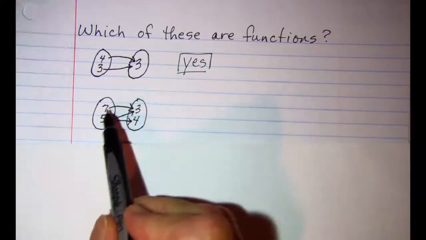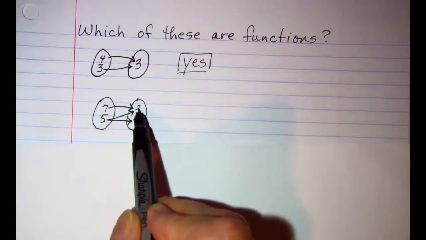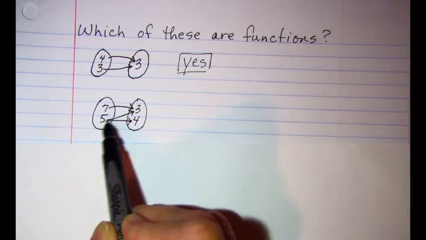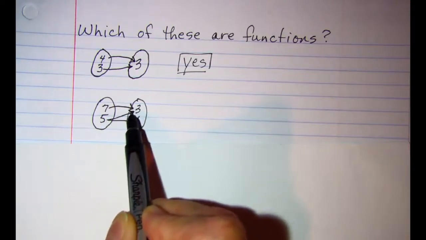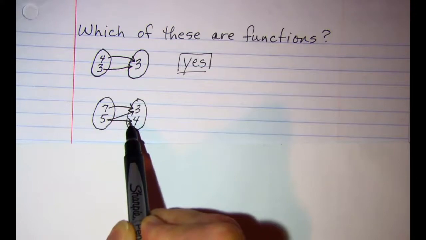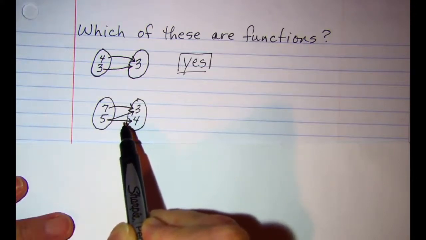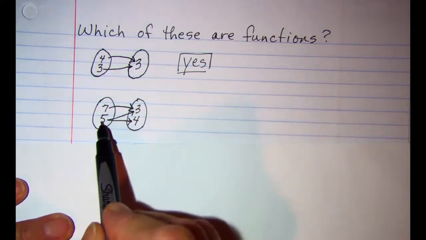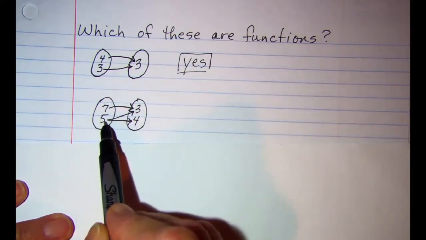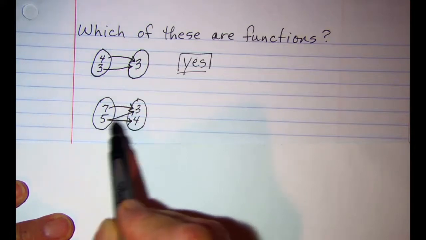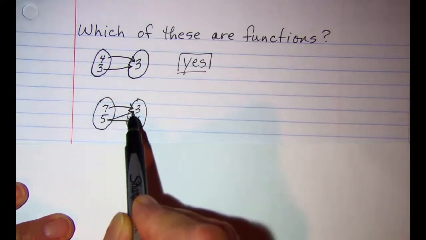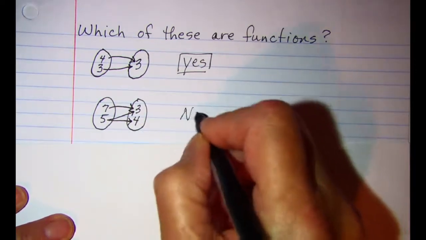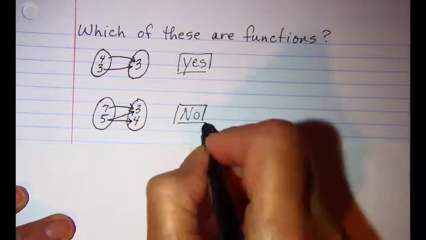This mapping shows 7 mapping onto 3. But then notice that the 5 in our domain maps onto 3 and also maps onto 4. And that's the stipulation that we have a function, is that every domain element maps onto exactly one range element. So because the 5 maps onto both the 3 and the 4, this one is not a function.